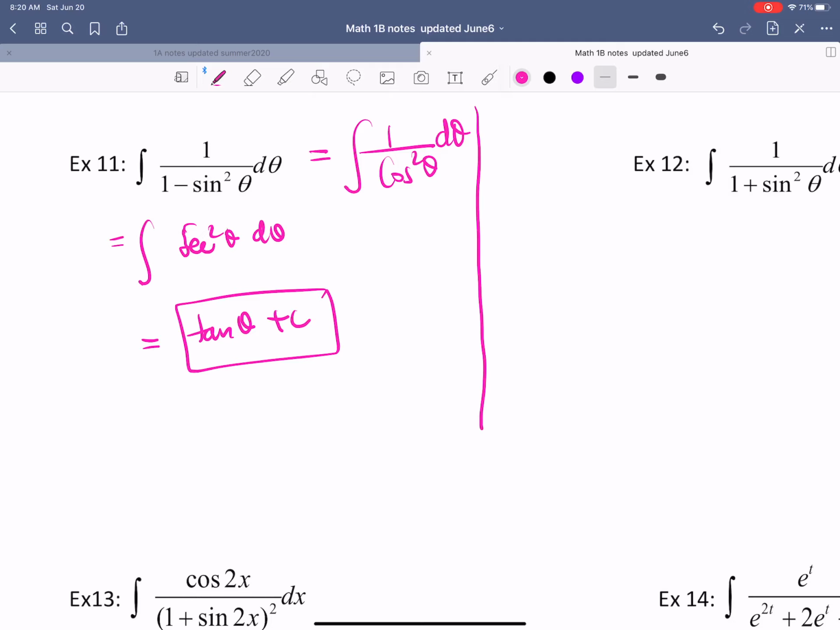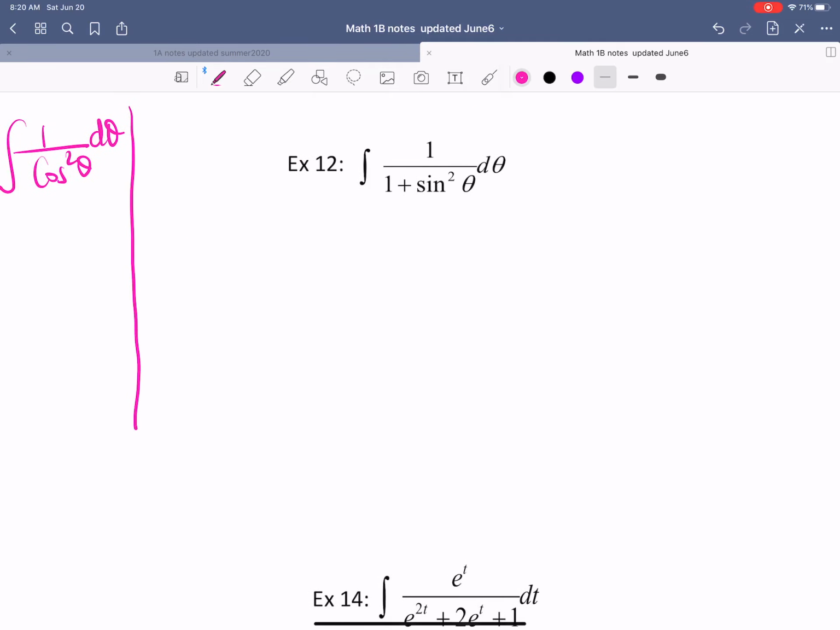Okay, next example. This one is a bit tricky. I did try rationalizing. That didn't help me out. So here we have to use a clever technique. Divide top and bottom by cos squared theta.